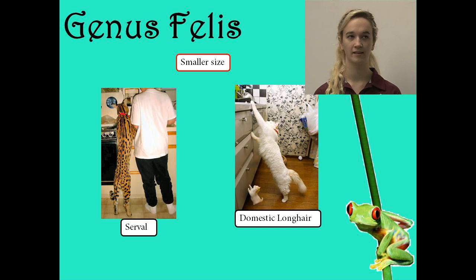The scientists couldn't think of a way to group everything, so they just put all the small cats in the same category. So you can see you should never, ever, ever have a wild animal in your house. It is a bad idea. But for some reason, this person has a wild serval in their house. Well, it's probably lived in their house for a while, but it's still a wild animal. And you can see how tall that serval is getting up on the kitchen counter compared to this domestic longhair. And then, of course, its kitten is little and adorable.